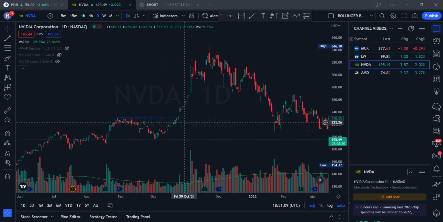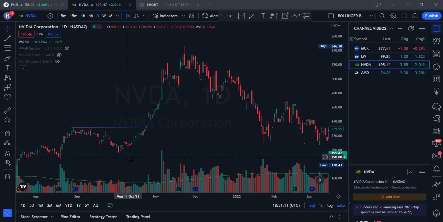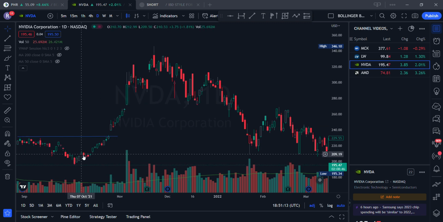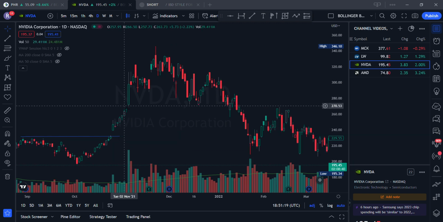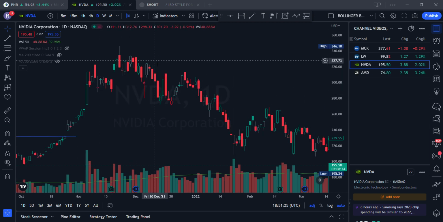So we have four kinds of gaps. Once again, we have area gaps. You see how this gap here is just within the pattern, it doesn't mean anything, it has no significance. Then you have breakaway gaps when price breaks away from the pattern. Then you have runaway gaps, and then finally you have exhaustion gaps.